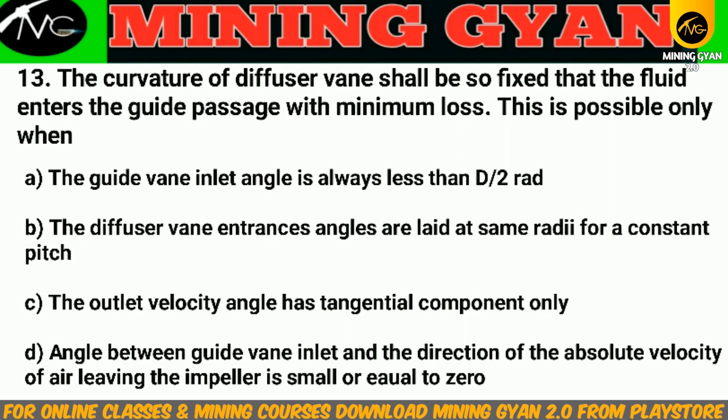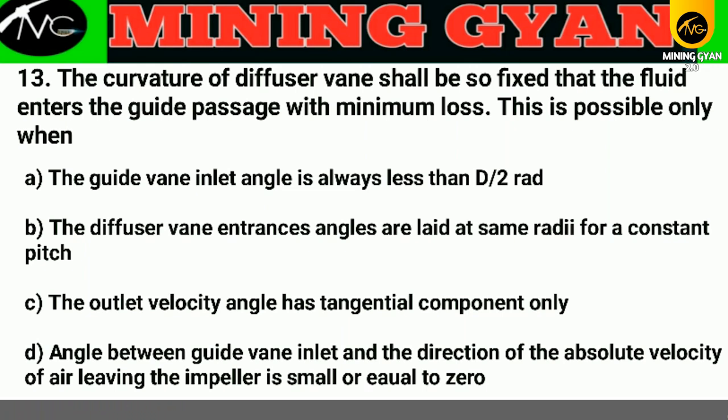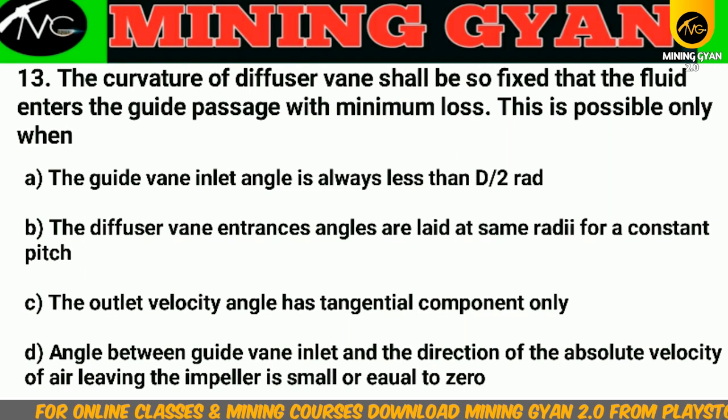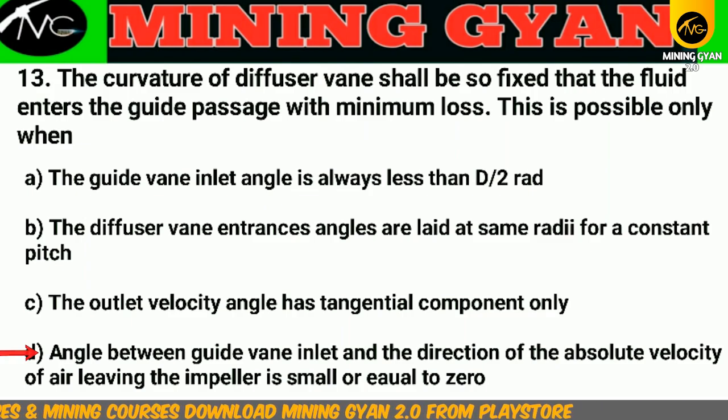Next question is, the curvature of diffuser vane shall be so fixed that the fluid enters the guide passage with minimum losses. This is possible only when A. The guide vane inlet angle is always less than pi by 2 radian. B. The diffuser vane entrance angles are laid at same radius for a constant pitch. C. The outlet velocity angle has tangential component only. D. The angle between guide vane inlet and the direction of the absolute velocity of air leaving the impeller is small or equal to 0. Right answer is D. The angle between guide vane inlet and the direction of absolute velocity of air leaving the impeller is small or equal to 0.